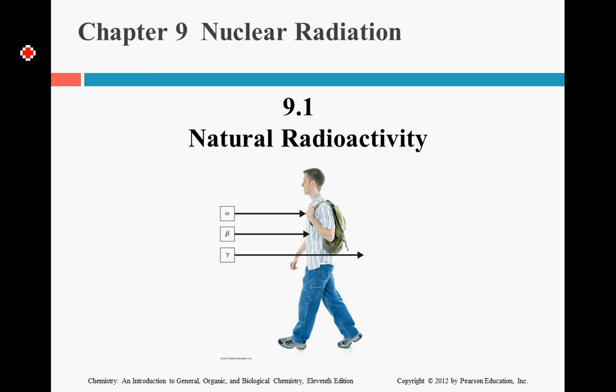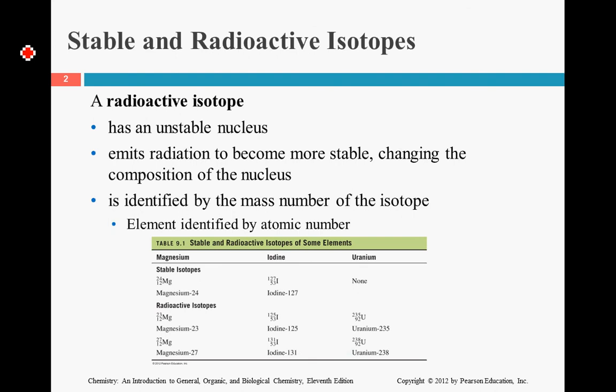We are now beginning Chapter 9. Chapter 9 talks about radiation, nuclear radiation. In the first section, we're just going to have a little introduction into natural radioactivity. A radioactive isotope has an unstable nucleus.